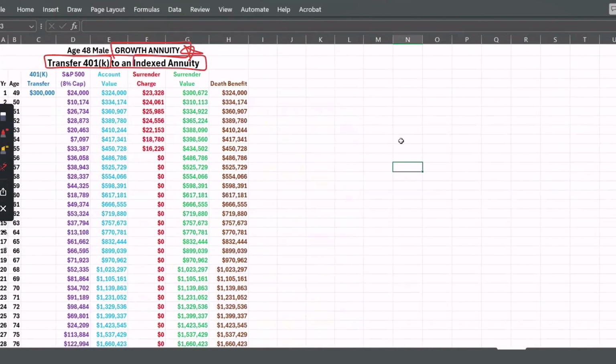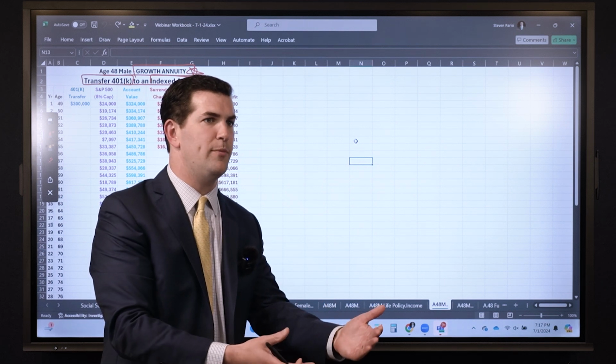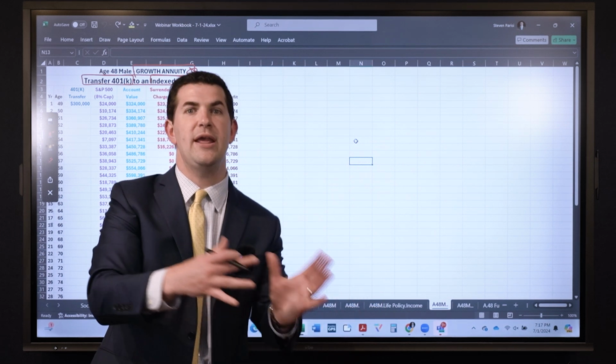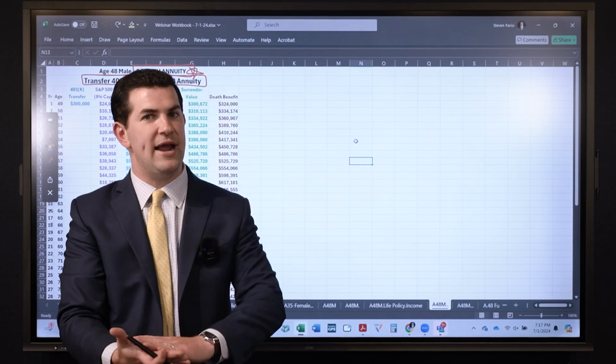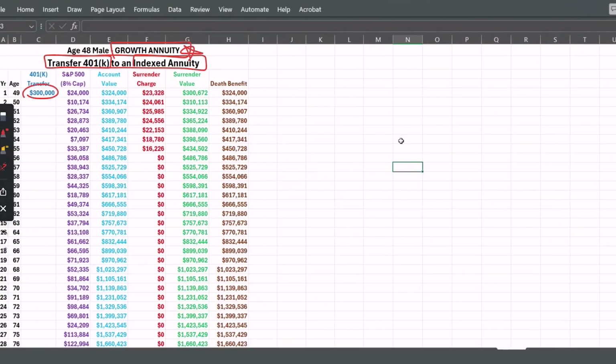When I transfer money from a 401k to an annuity, it's treated the same as if I transferred it from a 401k to an IRA. No taxation on the transfer. There's the 300K. We've got the S&P 500 performance with a product that has an 8% cap rate. Account value, that's what the money is growing by.